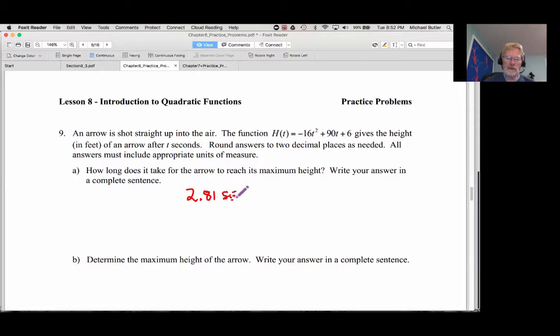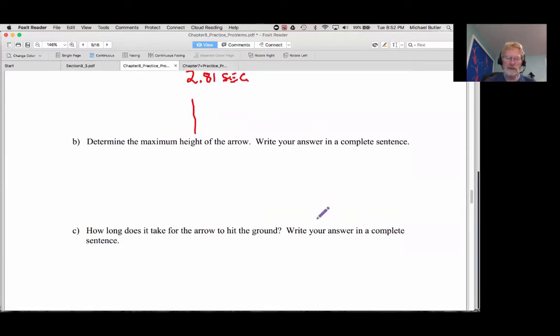And I'll let you do the complete sentence, okay? So what does it mean in a complete sentence? Determine the maximum height of the arrow. Okay? So what was the maximum height of the arrow?